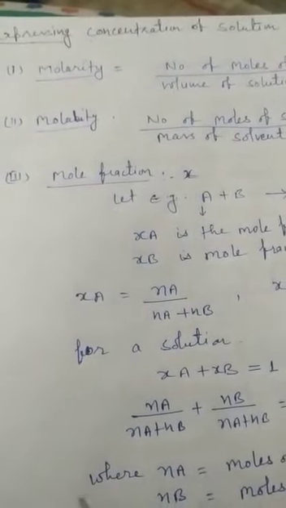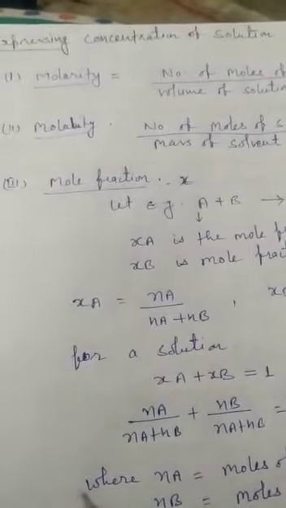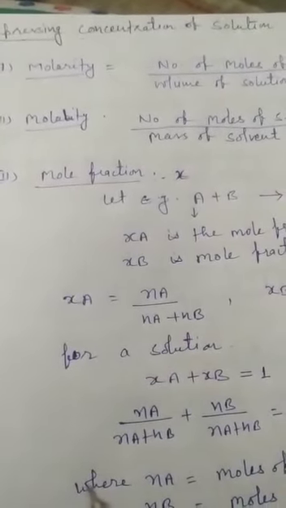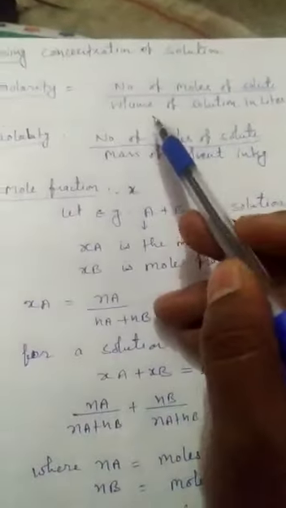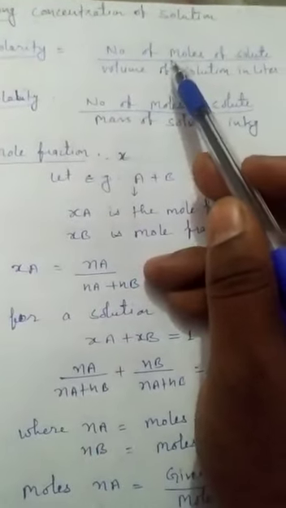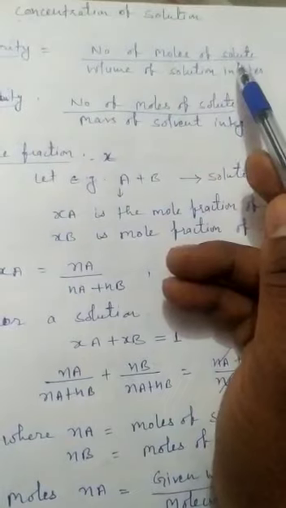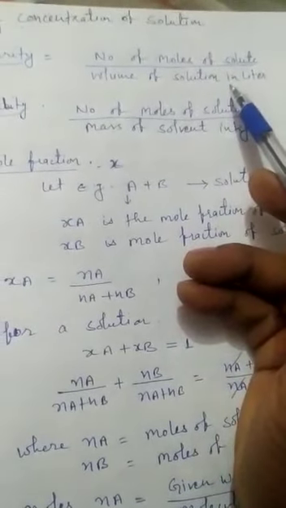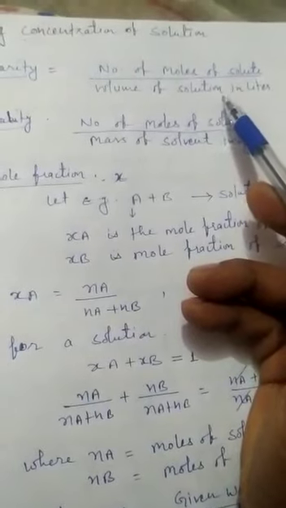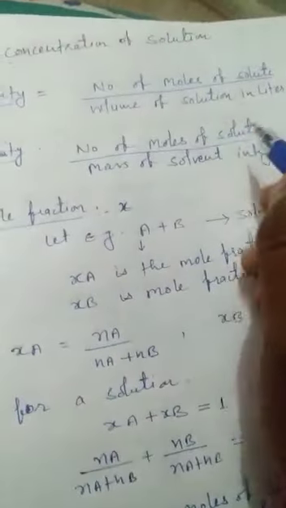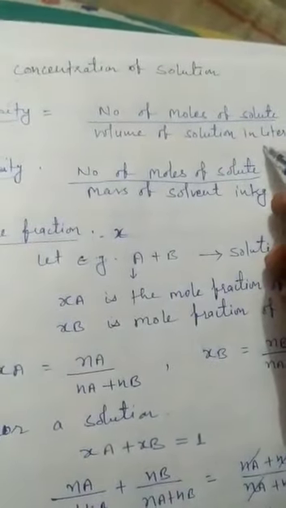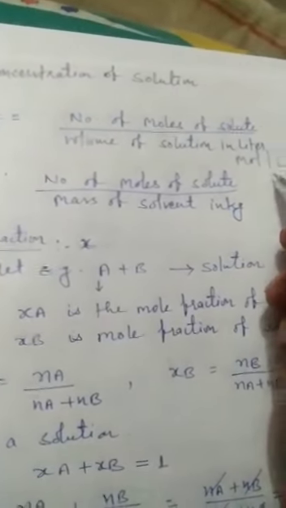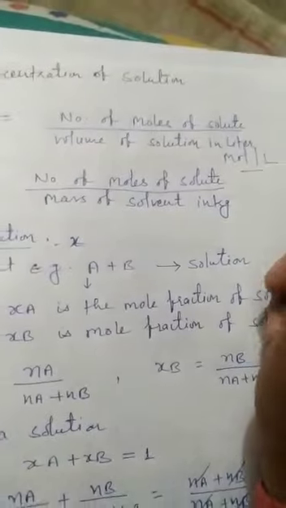Now expressing the concentration of solution. First one is molarity. What is molarity? Molarity may be defined as the number of moles of solute per volume of solution in liter. This is molarity, and the unit of molarity is mole per liter.